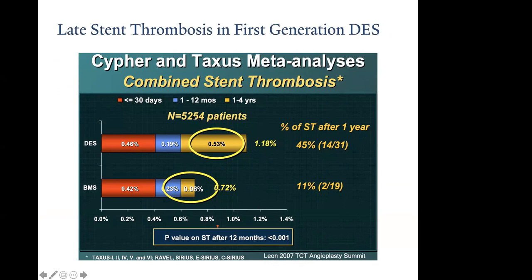So looking at a total of 5,000 patients, this late stent thrombosis, which is the yellow part of this bar graph, was significantly higher in patients with this first generation of drug-eluting stents. And then on the bottom, it's bare metal stents, where there was really just a low incidence of late stent thrombosis.